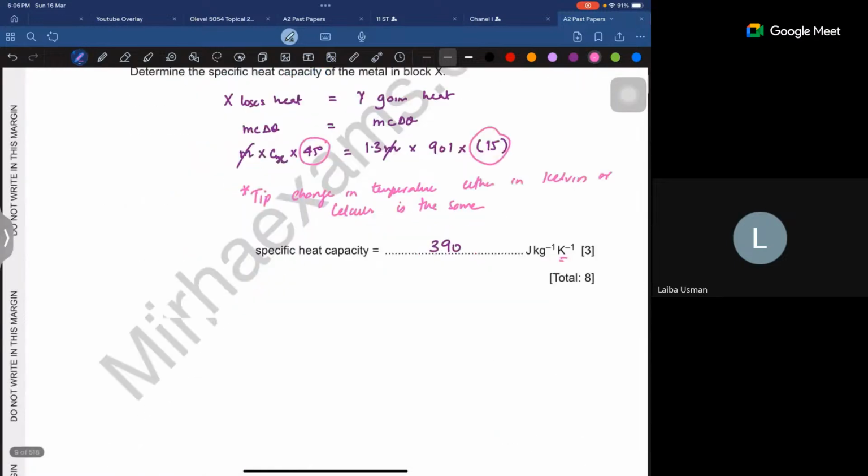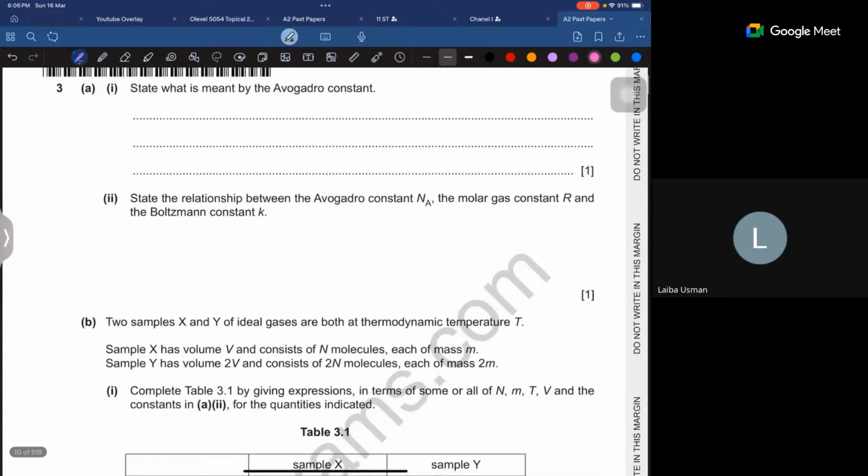Okay. Now going forward to the next one, what is meant by Avogadro's constant? By the way, Avogadro's constant is the number of particles per 1 mole of substance, right? Or per unit mole. So you can write that as well. So then it says state the relationship between the molar gas constant and the Boltzmann constant. Okay, so we can do that.